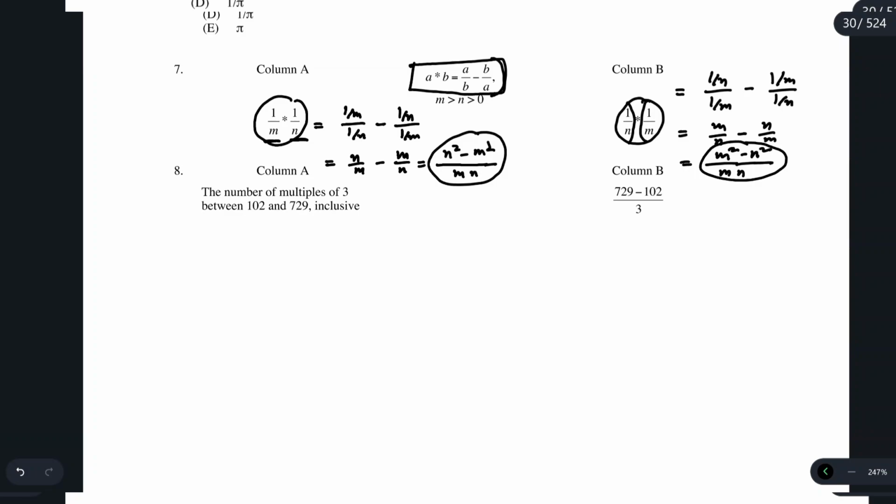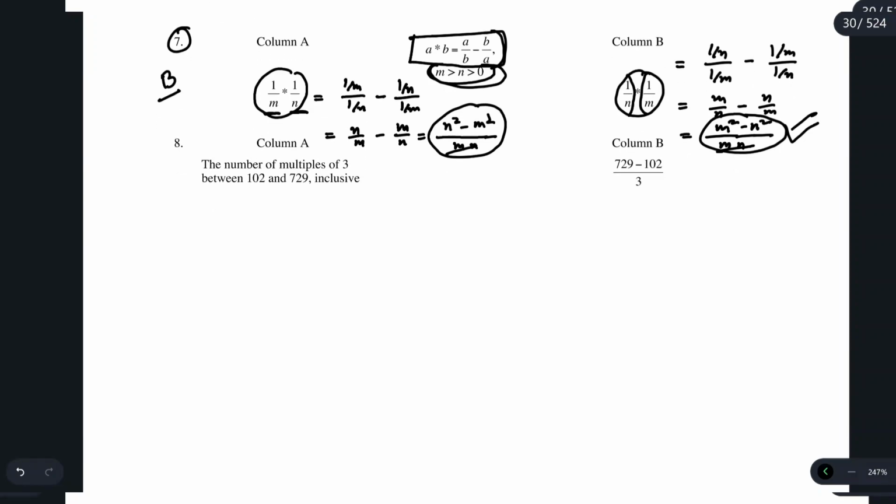Now we have the value for column A and column B, and here we are also given another clue that m is greater than n. Since these two values have the same denominator, we can cross it out. And for the numerator part, we know that m is greater than n. So this term for column B should be larger than column A, because column B is m square minus n square. So larger value subtracting smaller value than the larger value. So column B is higher. So the answer for question 7 would be B.